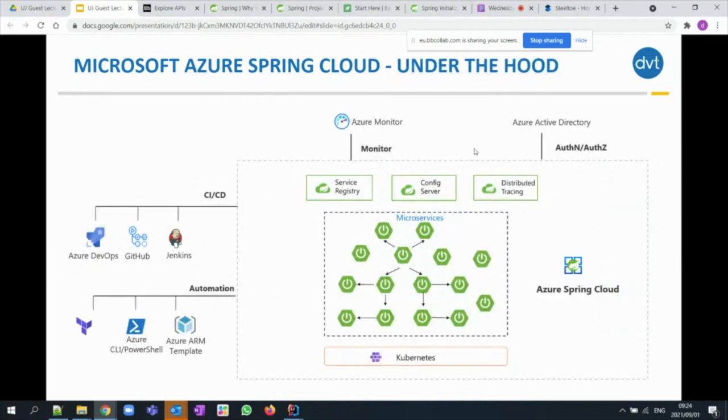Inside Azure Spring Cloud, under the hood, imagine this entire dotted block is Azure Spring Cloud. You have a swarm of microservices, many microservices that can be provisioned in here. Do you remember the registry service that we saw during the Spring Boot and Spring Cloud discussion, and also the suggestion in our microservice patterns to have a registry to register your services, a configuration server to externalize your configuration, and a distributed tracing and tracking server to have all your audit logs and other things available? Those things are already provisioned for you inside Azure Spring Cloud. You don't have to do anything.